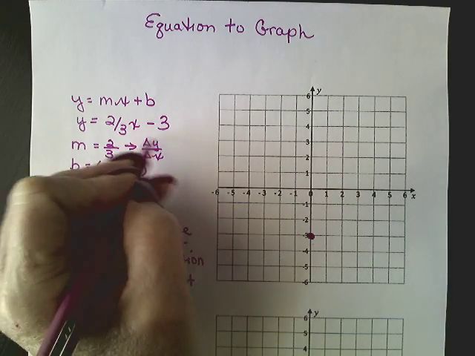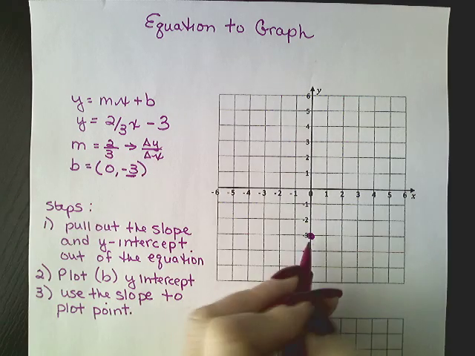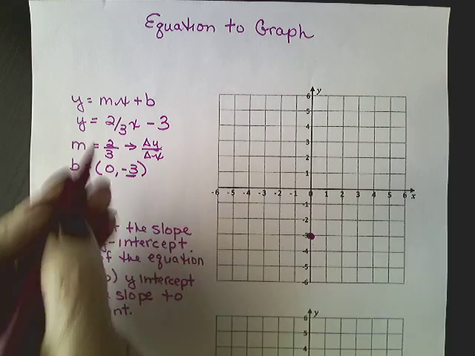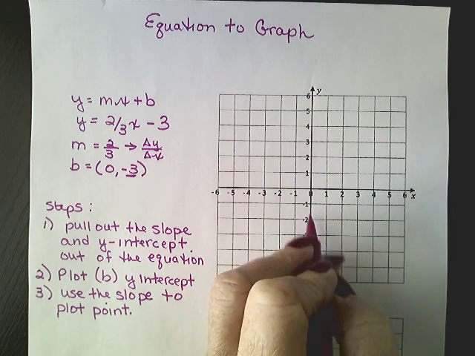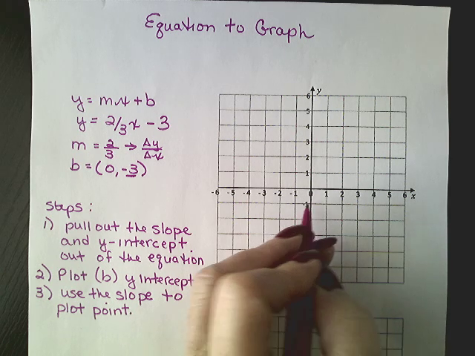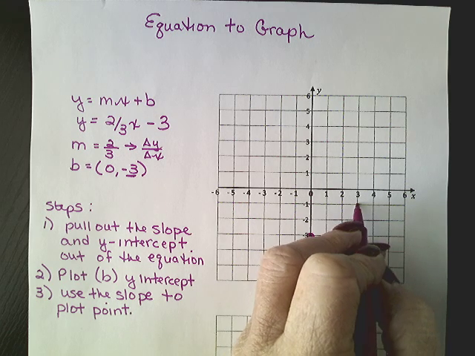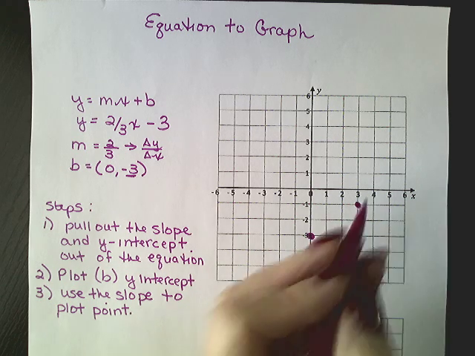I know my change in y is 2 and my change in x is 3. So that means my up and down change is 2. So I'm going to start here at -3 and go up 2. 1, 2. Now my direction is to the right for the 3. 1, 2, 3. And I'm going to plot my point. Now we only need 2 points to draw a line, but I wanted to show you one other one.